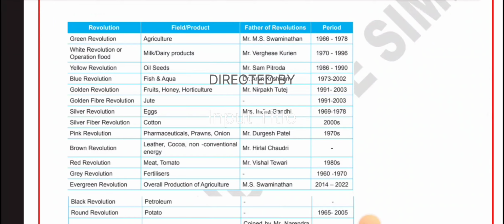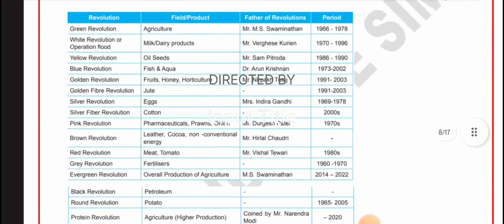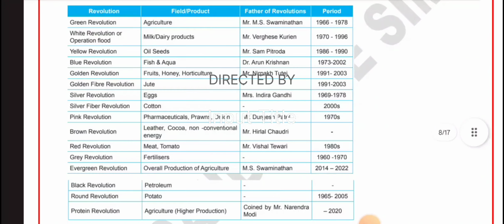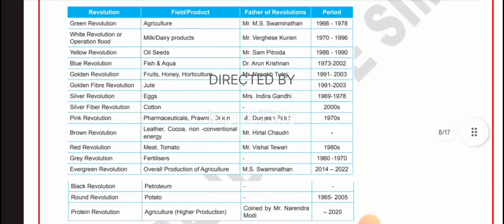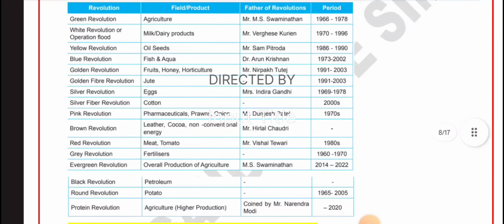Now you can see white revolution, yellow revolution, blue revolution, and this chart is very important because a question may be asked that green revolution is related to which field, white revolution is related to which field, yellow revolution related to which field. Blue revolution is for fish and aqua, golden revolution for fruit, honey and horticulture, silver revolution for eggs, pink revolution for pharmaceuticals, prawn or onion, red revolution for meat and tomato, grey revolution for fertilizer. So this is how the revolutions and the fields are correlated.